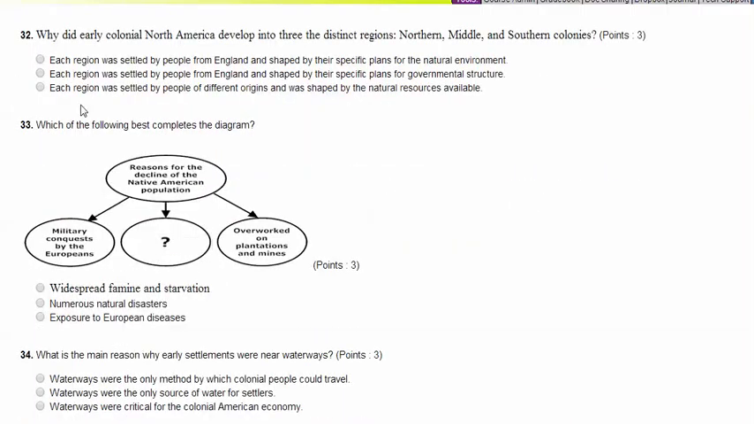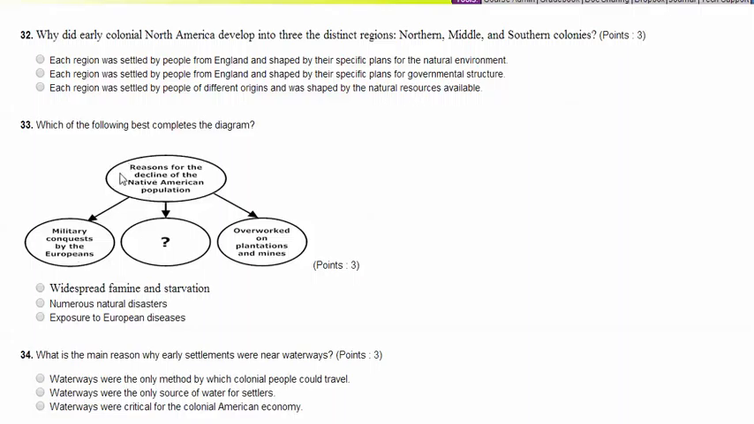Number 32, why did early colonial North America develop into 3 distinct regions? The Northern region, the middle region, and the southern colonial region. Each region was settled by people from England and shaped by their specific plans for the natural environment. Second option, each region was settled by people from England and shaped by their specific plans for governmental structure. Or the last option, each region was settled by people of different origins and was shaped by the natural resources that were available.